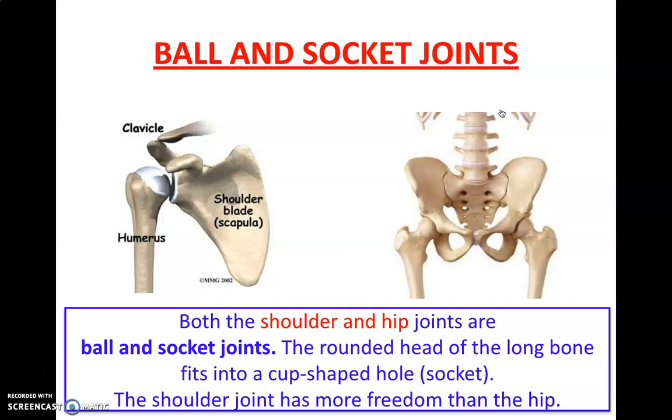The shoulder joint is the perfect example of a ball and socket joint, as well as the hip. So you can see on the left, it says the humerus, so the top bone in your arm, and the end of the humerus has a rounded head, so that's the ball, and it's fitting into the shoulder blade, scapula, and near the clavicle into the socket. And then another example is in your hip, but the shoulder joint has a lot more movement, so you can move your shoulder round and round. Like if you're doing a tennis serve, you can bring your arm up and serve.